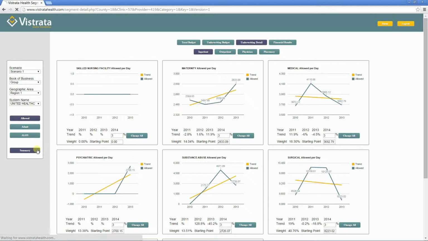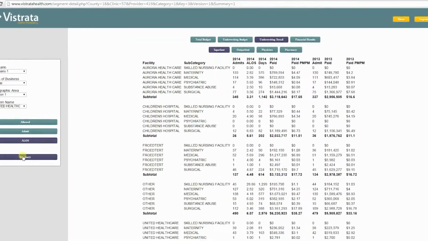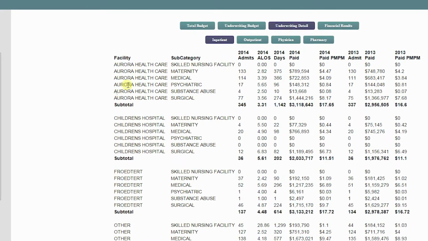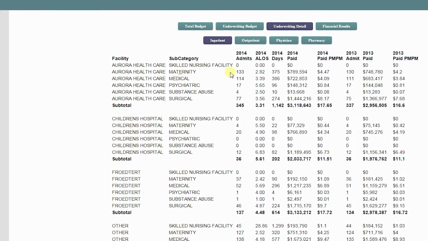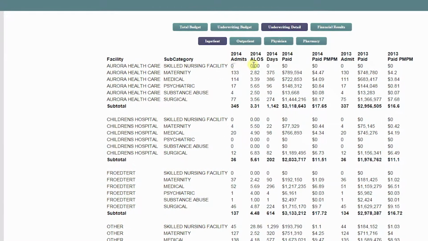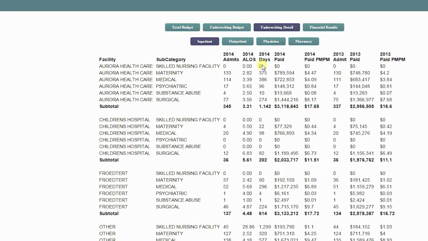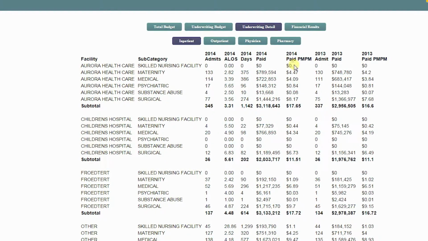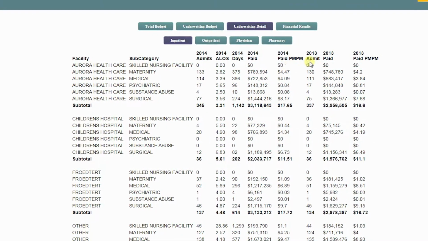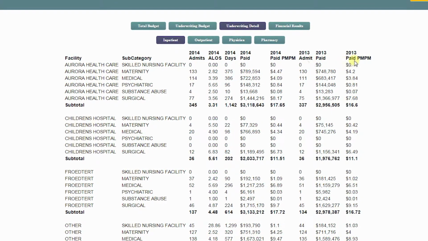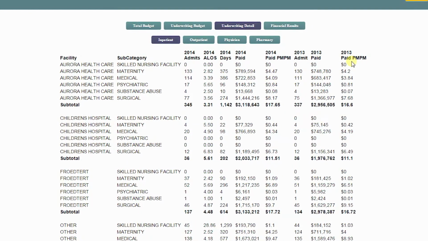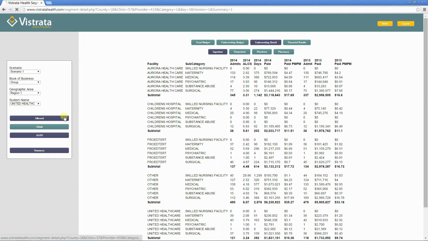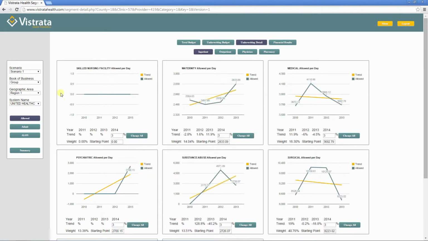All of this information is summarized and displayed graphically so that you can quickly see the results of your budget estimates. Here you see the facility, medical condition, expected admissions, length of stay, days, paid and paid PM. You can also see how that compares to the admissions, paid, and paid PM/PM for the previous year. That's an overview of the major sections of the Medical and Pharmacy module.